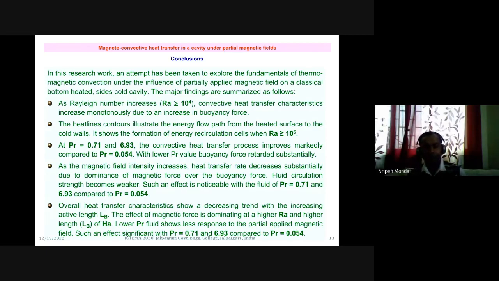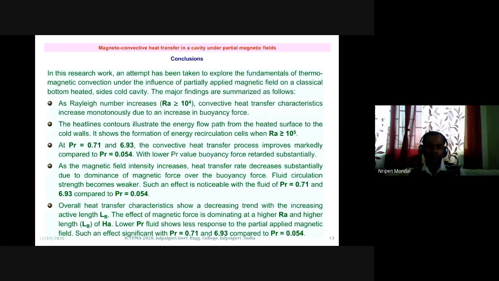At Pr equal to 0.71 and 6.93, the convective heat transfer process improves markedly compared to Pr equal to 0.054. So with a lower Pr value, the buoyancy force is retarded substantially. As the magnetic field intensity increases, the heat transfer rate decreases substantially. Overall, the heat transfer characteristic shows a decreasing trend with the increasing active length of the magnetic field. The effective magnetic force is greater with a higher Hartmann number, and even at a higher Rayleigh number, it is greater.